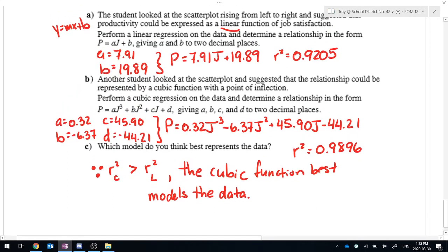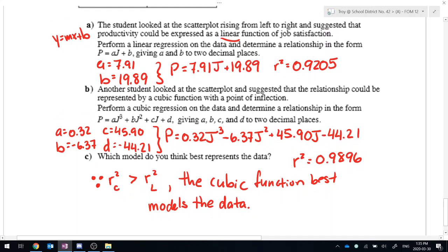Okay. So that means if we're trying to do any sort of prediction or try to see any sort of pattern with the results of this survey, we would want to use the function here in part B, the cubic one. Okay, so hopefully that makes sense.